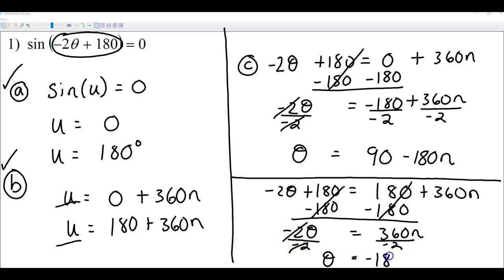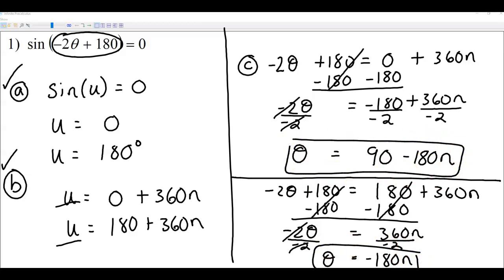And I get negative 180 times n. So I've got two answers. Now, these are not the final answers, but I want to box these really quick. Those are not the final answers. We do want to find some specific solutions. These are still just general solutions.